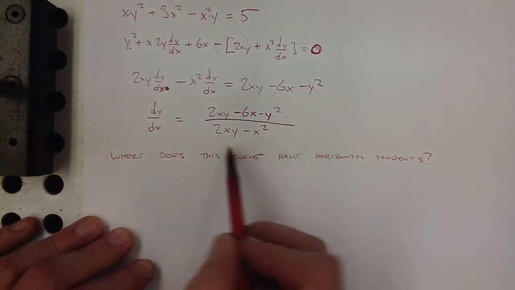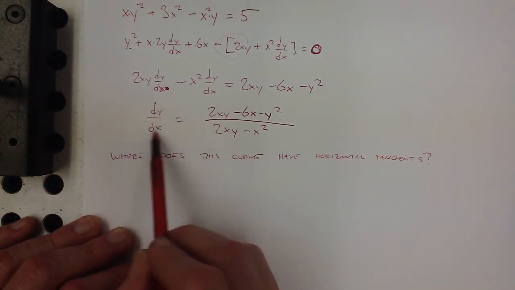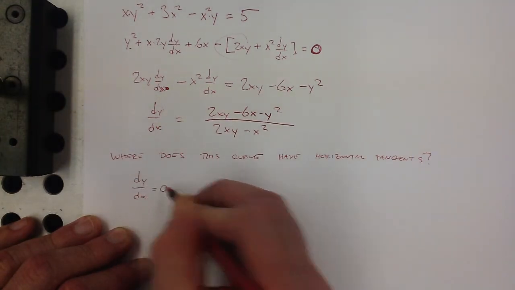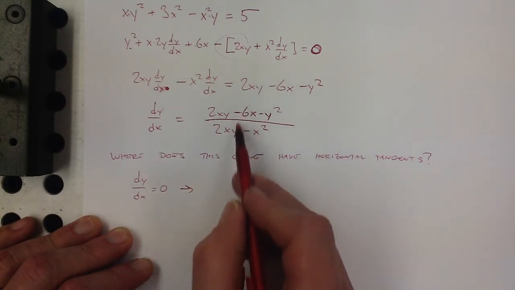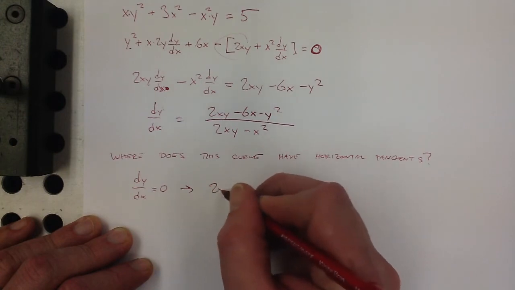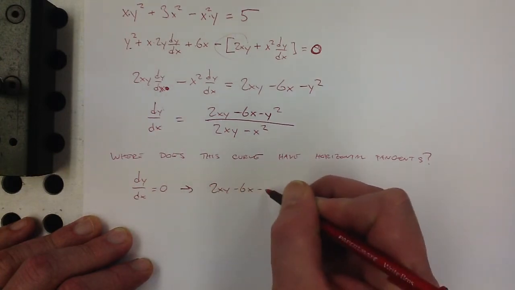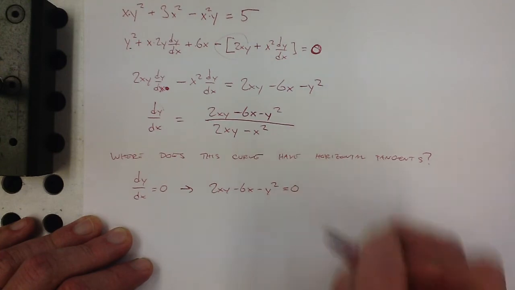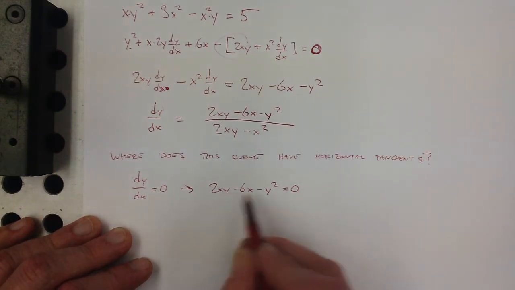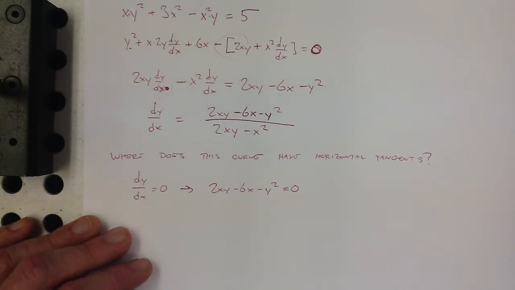Well, let's see. If we're going to have a horizontal tangent line, the derivative has to be equal to 0. dy dx must be equal to 0. And that means the only way a fraction can be equal to 0 is if the top is 0, right? That means that 2xy minus 6x minus y squared must be equal to 0. Think about that for a minute. And, well, that doesn't really tell me much. That just gives me a condition, like a relationship between x and y. What else must be true?